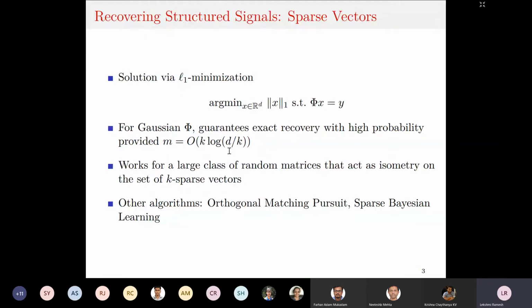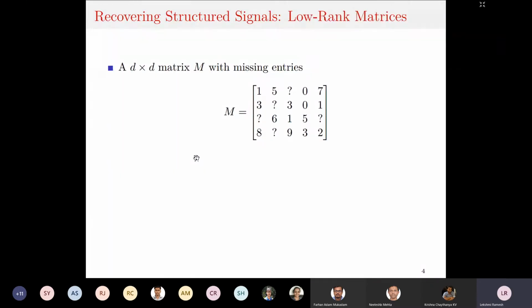So the second kind of structured signals that I want to mention is that of low rank matrices. Okay, and this is another thread in the literature, but with a very similar setting to what we just saw. So instead of vectors, we now have matrices. There is a large D cross D matrix M, which you don't get fully observed. So there are a lot of unobserved entries in this matrix. Okay, and this was originally motivated from problems in recommendation systems, where you can think of this as being a user item matrix. So each row corresponds to a user and each column corresponds to an item.